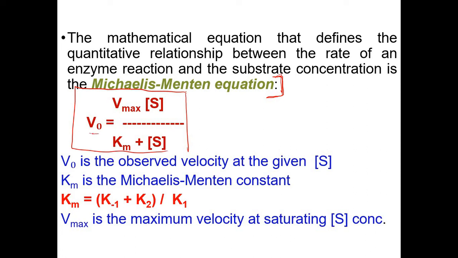So initial velocity V0 is equal to Vmax, that's the maximum speed, times the substrate concentration over Km, which is the Michaelis-Menten constant, and that's equivalent to this one. So the Michaelis-Menten constant is a ratio of the rate constants. Okay, that's K minus 1 plus K2 over K1. And that's plus the concentration of the substrate.